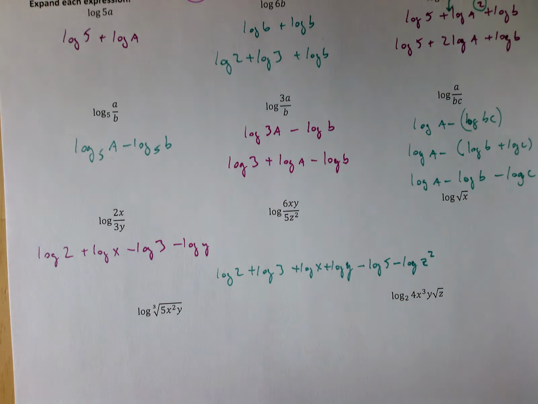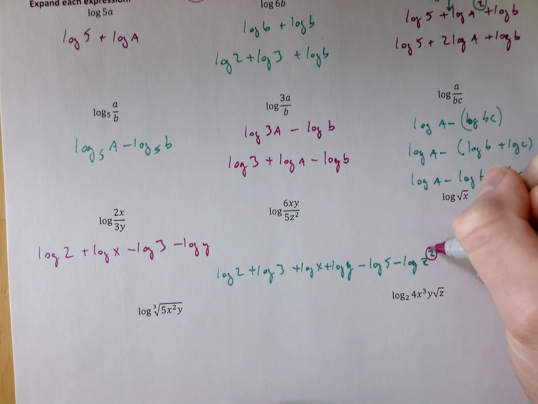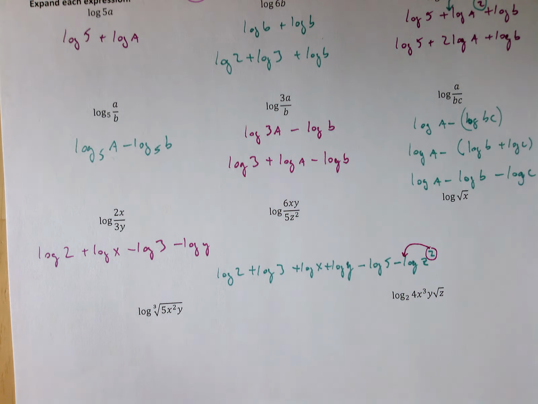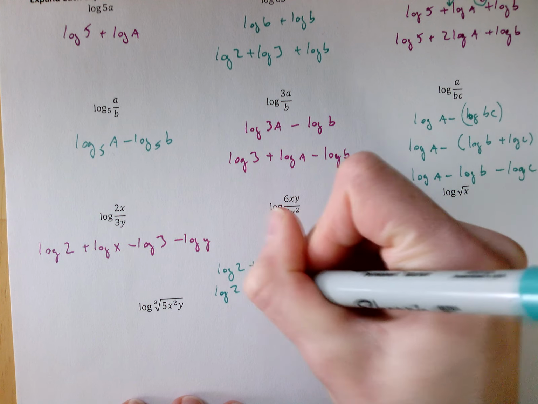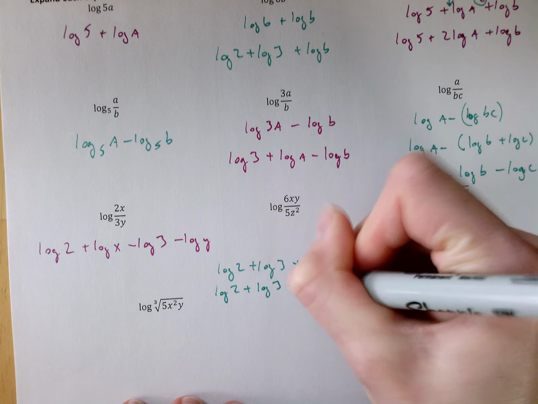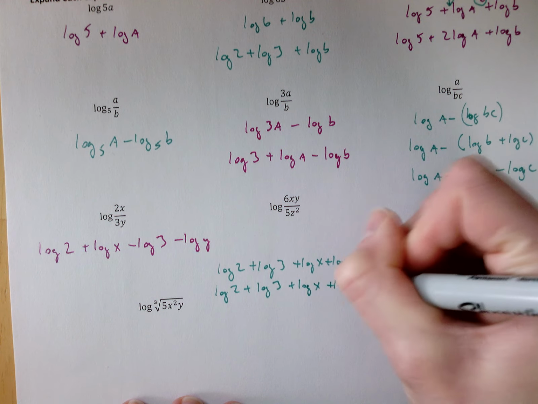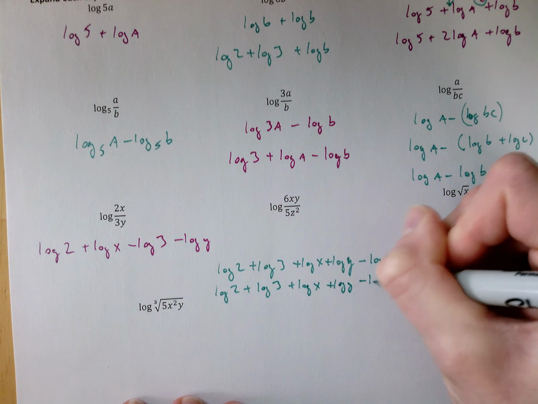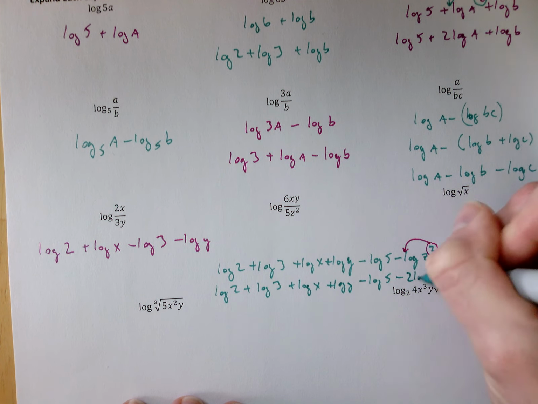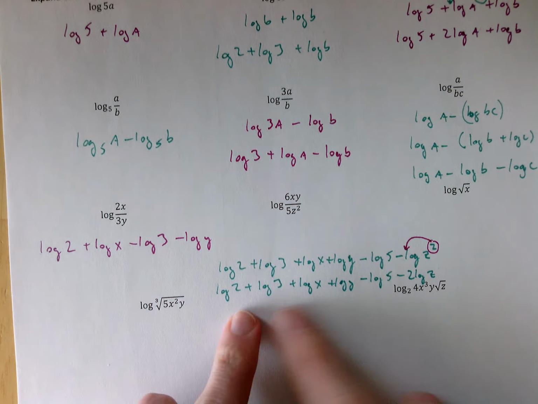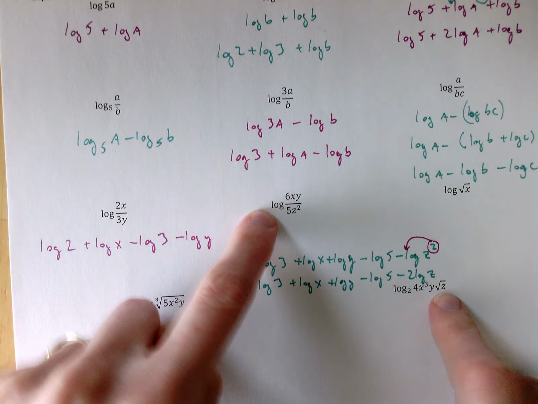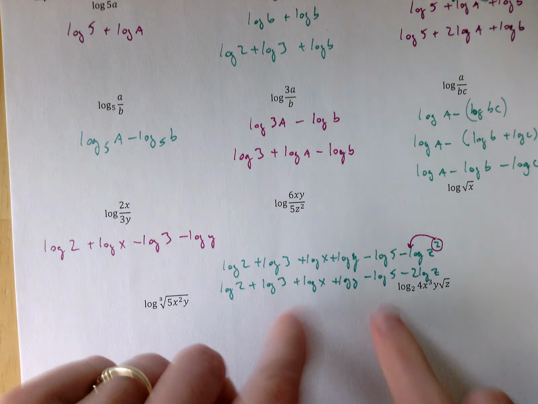But we actually have one more thing we can do. We can take this exponent and drop it down into the front. So rewriting all this, it'll be log of 2 plus log of 3 plus log of x plus log of y minus log of 5 minus 2 log of z. This is why we call it expanding, right? Look at how long that is compared to that. So that's why this would be the simplified version. This is the expanded version.